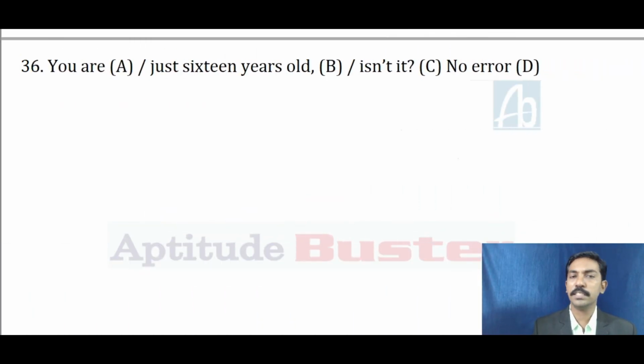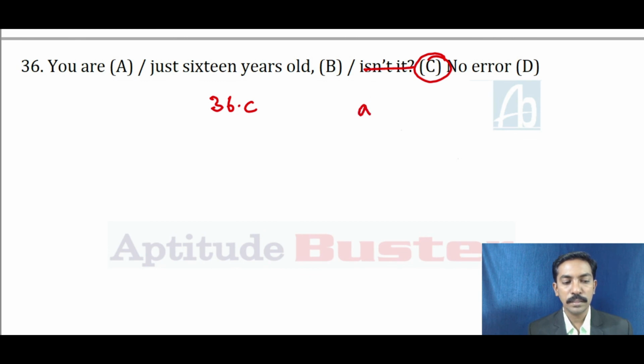You are just 16 years old, isn't you? So needless to say, the error lies in segment C. Yes, the error lies in segment C. The correction is, instead of isn't it, it is aren't you.